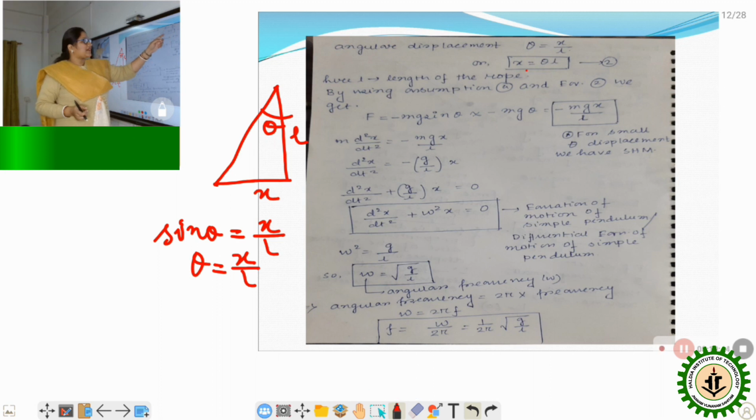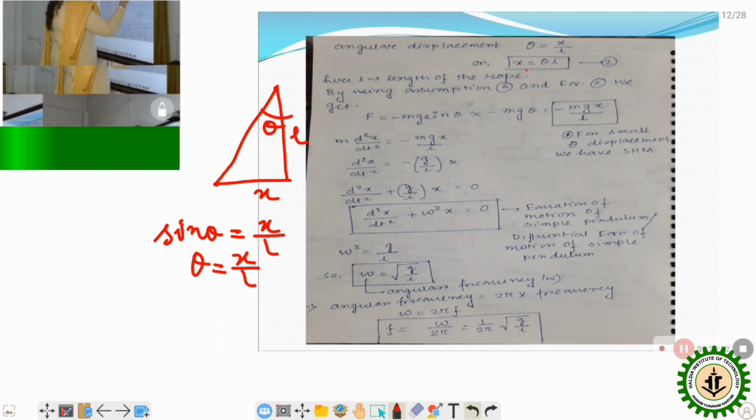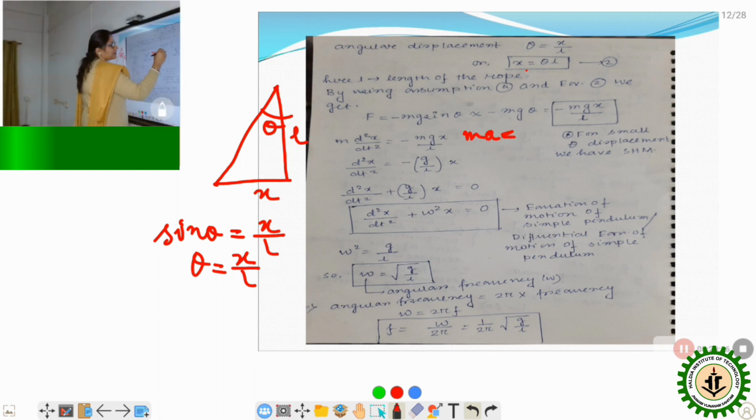So what will be x? x equals theta L. So now in this expression, F equals minus mg theta, we just replace theta with x by L. Now what is F? Force. Force is basically, from Newton's second law, mass into acceleration. So F is basically equal to ma, that is mass into acceleration, equals this one, that is minus mgx by L.